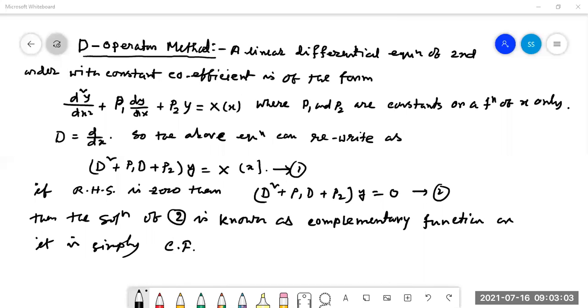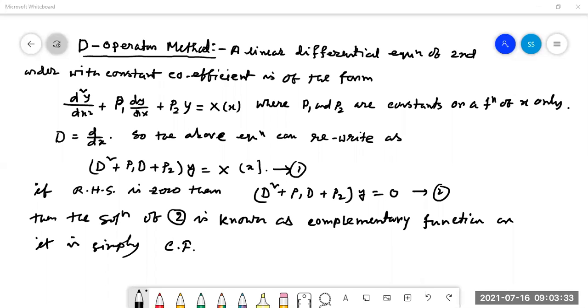Here a linear differential equation of second order with constant coefficient is of the form d2y/dx2 + P1 dy/dx + P2 y = X(x), where capital P1 and capital P2 are constants or functions of x only, and where capital D stands for d/dx. So the above equation can be rewritten in the form (D² + P1 D + P2) y = X(x).